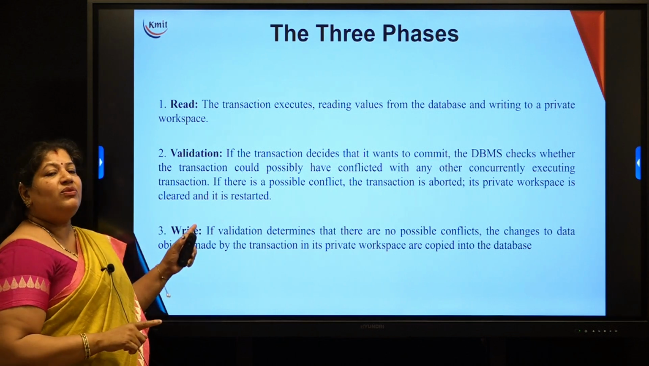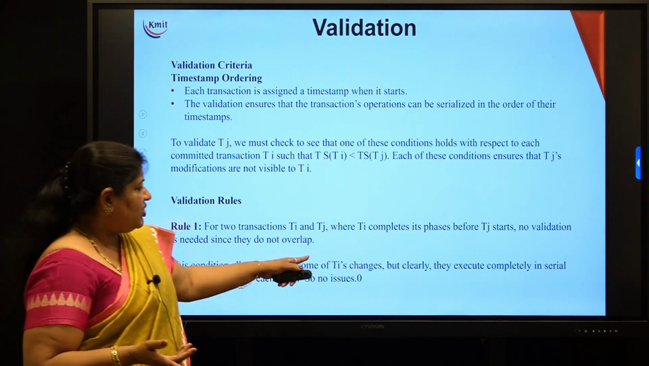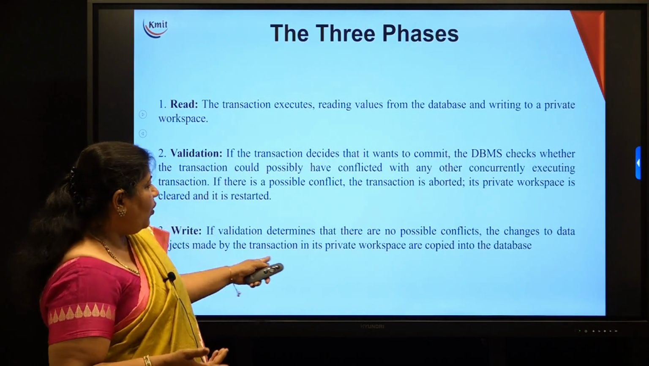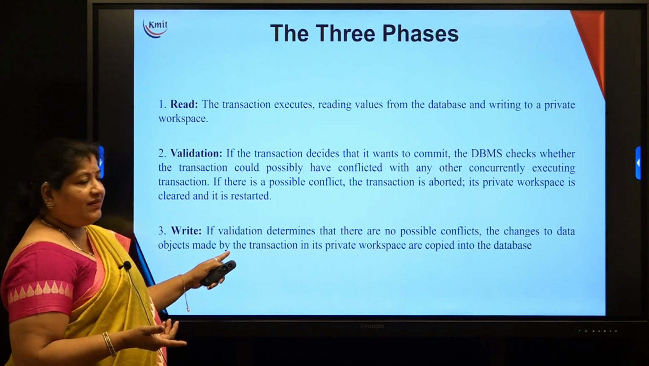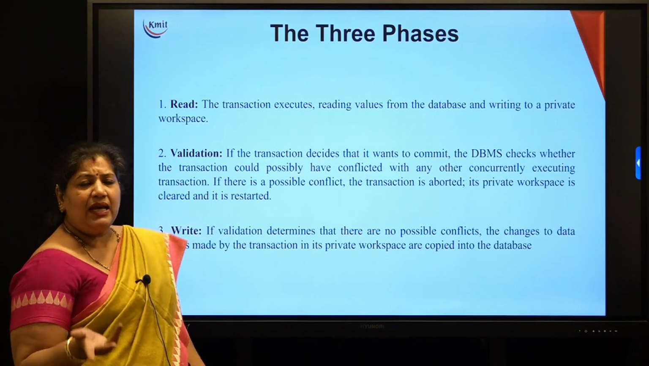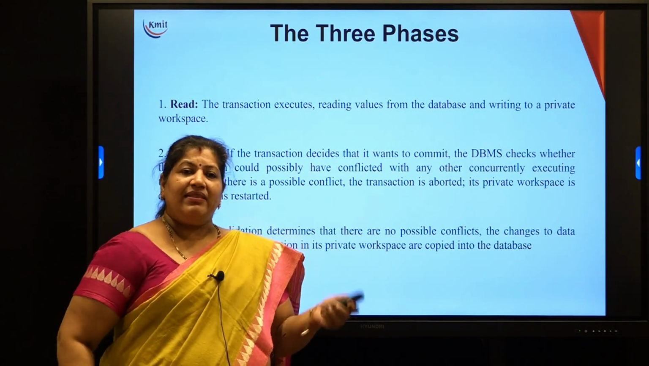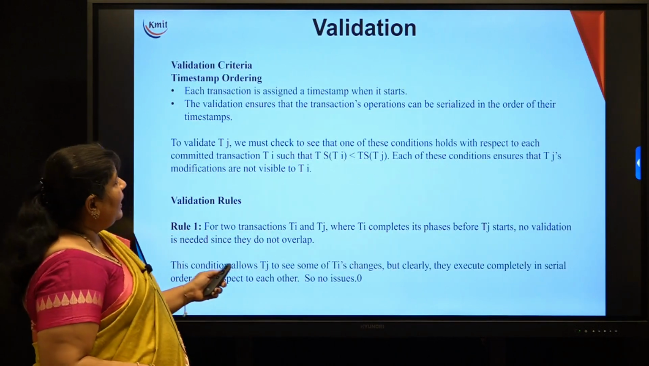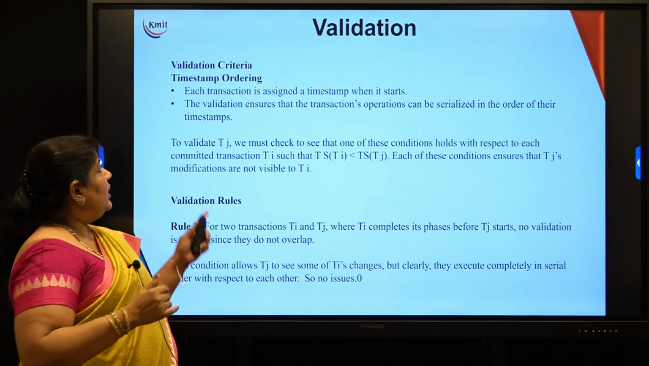But if there is no conflict, then comes the write phase. If the validation determines that there is no conflict, then the changes to the database data objects are made from this private workspace as the permanent ones. It is atomicity, what we have seen. It will make these changes permanent. Okay. Now comes the validation criteria and the rules.